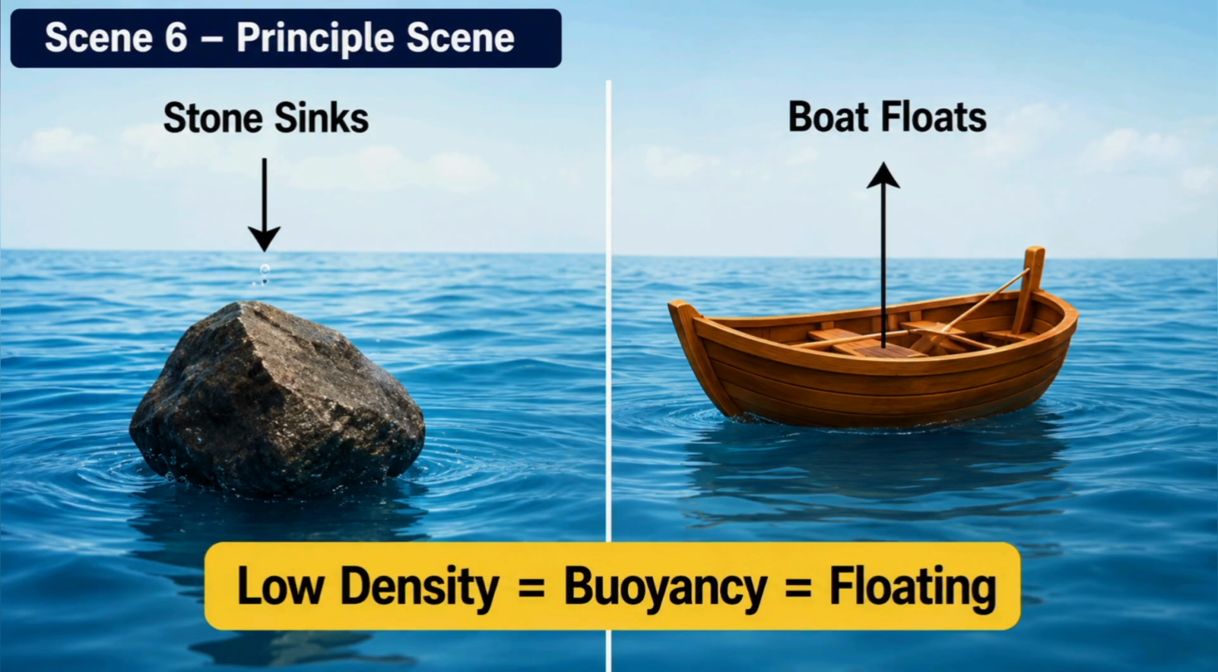So remember, this is a simple classroom line. Lower density leads to buoyancy, and buoyancy supports floating. Okay, everybody repeat: low density, buoyancy, floating. Very good, no?